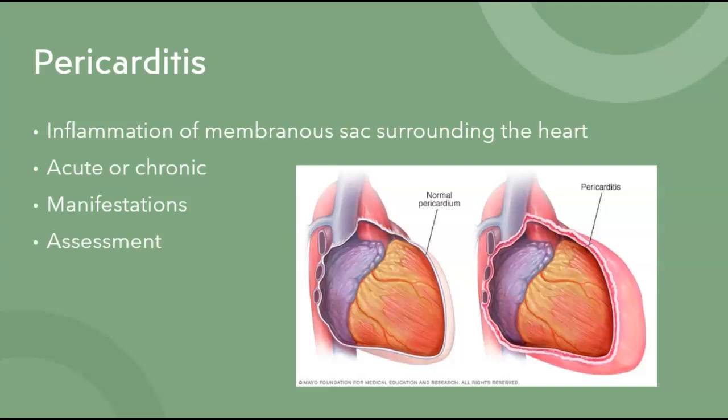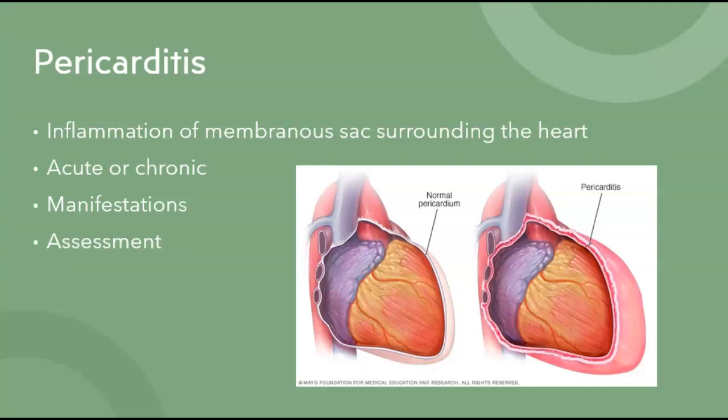Next disease process we'll talk about is pericarditis. So we know the pericardium is that membranous sac that surrounds the heart. So pericarditis is going to be that inflammation of that sac surrounding the heart. What the pericardium does is it helps provide lubrication to decrease the friction during systole and diastole. So when the heart is pumping, it helps decrease friction.